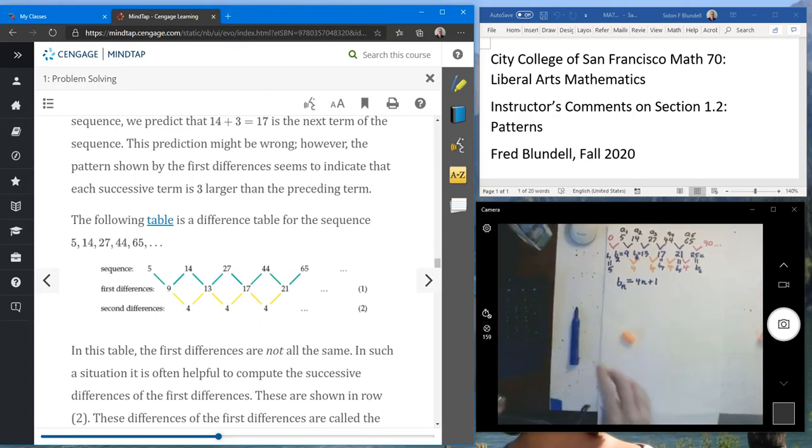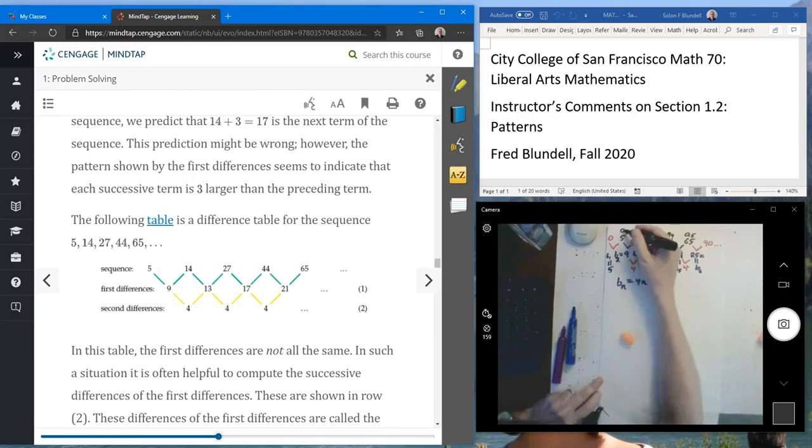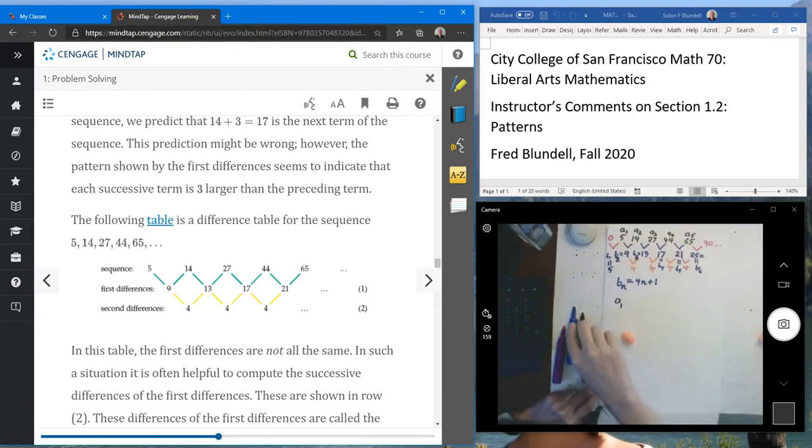Okay, now that we got the B's, we can work our way up. We can figure out how do you get the A's. So we're starting from 0. So A1, the 5, is just the same as B1.